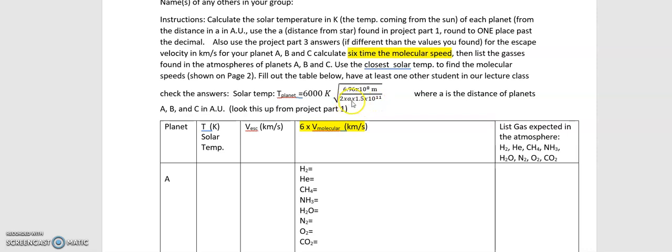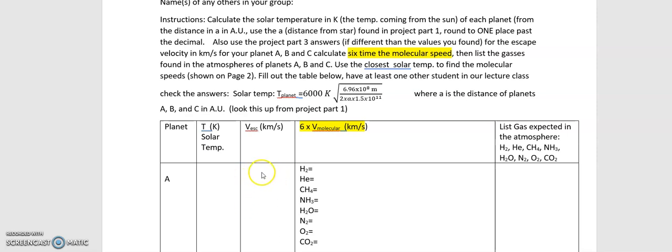All right, so you multiply your particular planet A, planet B, planet C times that number. All right, so let me just show you how to do this, and then basically, once you get the solar temperature, you're going to look up and find what you had already calculated, the escape velocity for your particular world. That comes from the last project, part 3. So you're going to look that up. Make sure you just look it up.